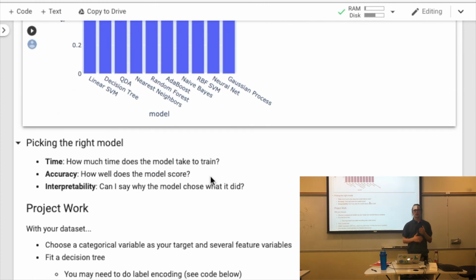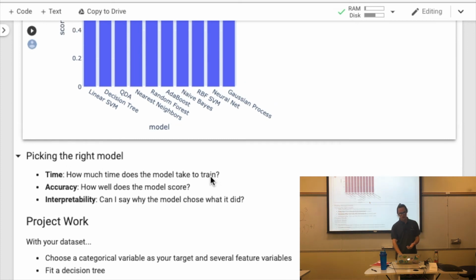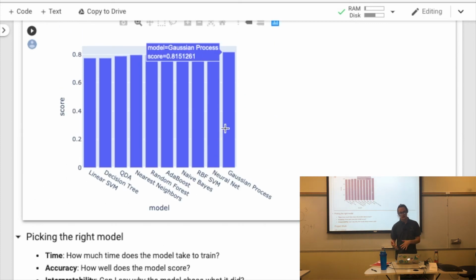When you actually go to production, there's a few things you need to think about when you're picking the right model. One, we already talked about the accuracy versus interpretability trade-off. And so for your problem as a data scientist, you need to choose, is it more important for me to have an interpretable model or an accurate model? So even though Gaussian process is the most accurate model in this case, you would have to ask yourself, is it as interpretable as I need it to be? Random forests or decision trees are very interpretable, right?